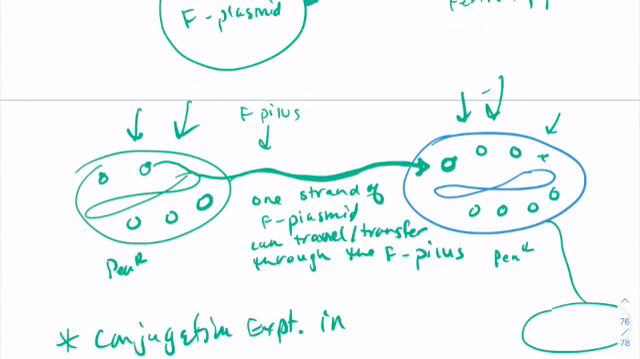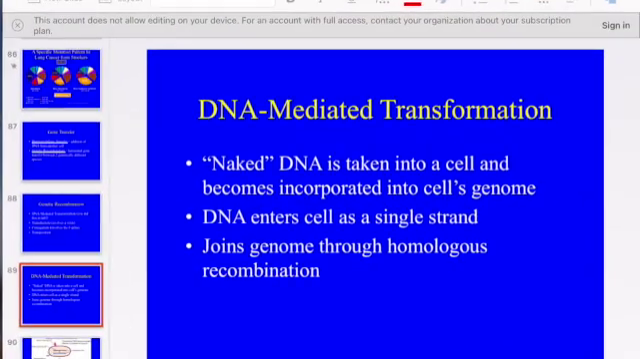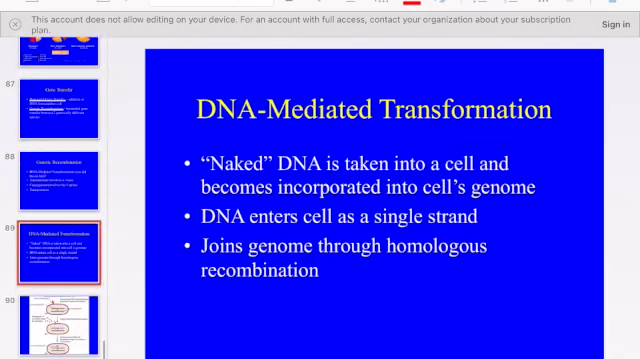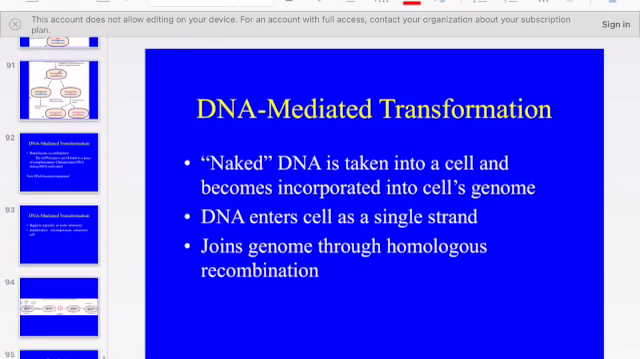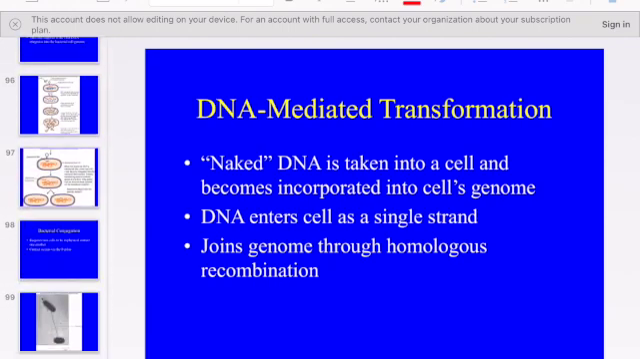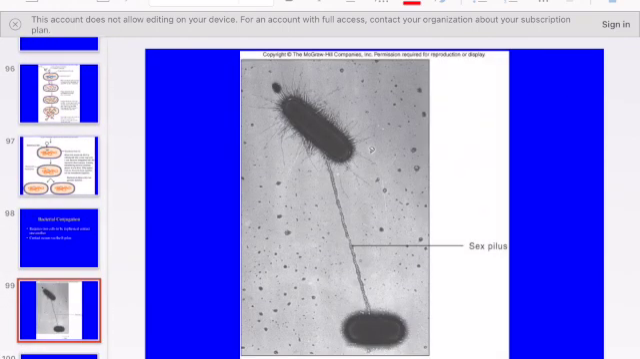And just to demonstrate what I mean, going back to the PowerPoint, here's an actual micrograph of the F pilus, also known as the sex pilus, not to be confused with the Sex Pistols, the punk band. But anyhow, it's a very large one. So these two bacterial cells are transferring DNA between each other.